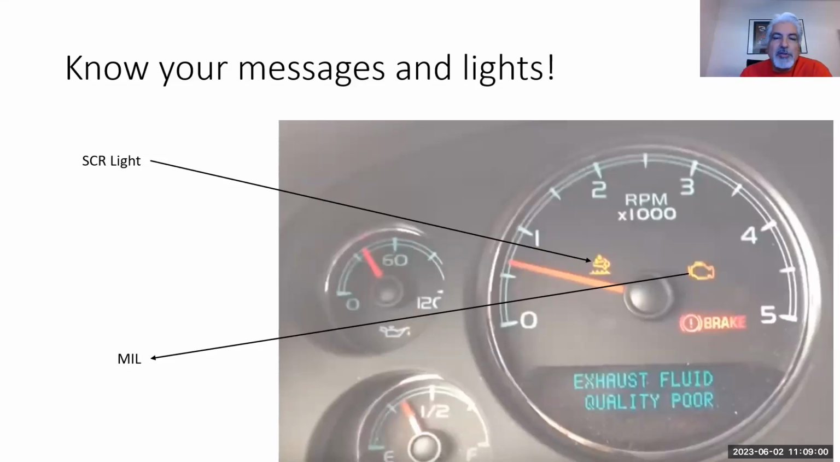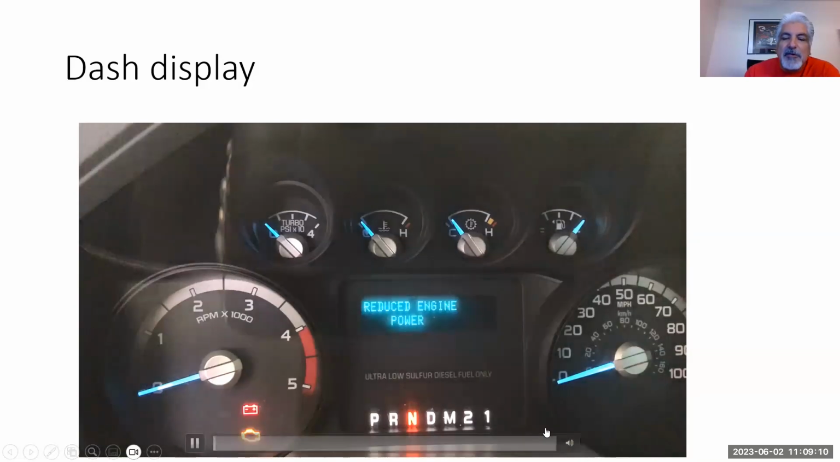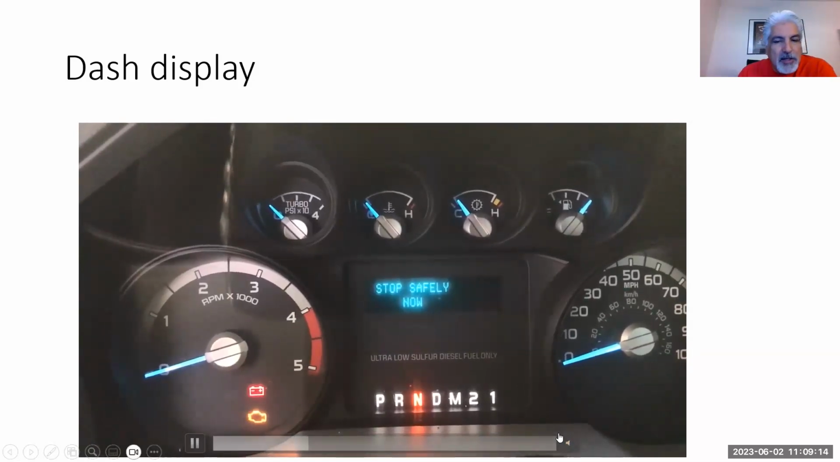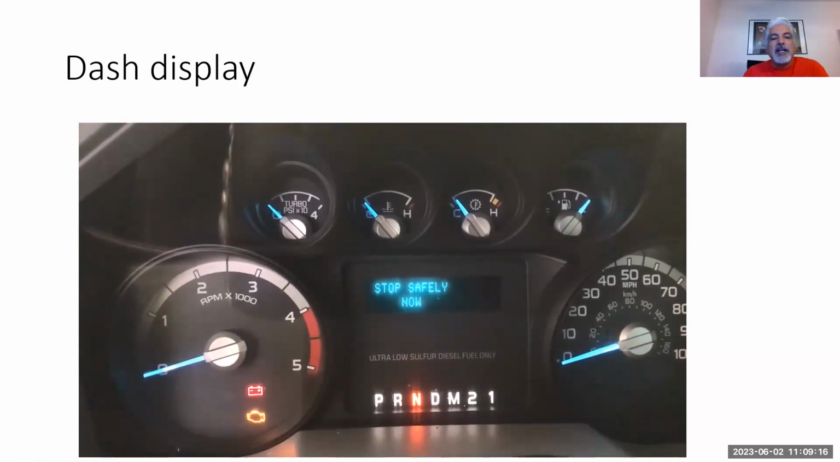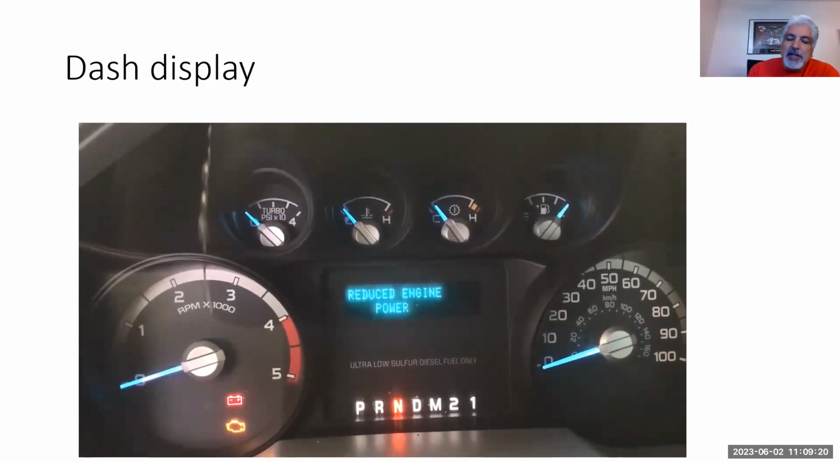And just to show you some of the ridiculousness that we get here, we get a truck that comes in, and this truck was pretty interesting because I never had seen this before. In this case, you're going to see that it says reduced engine power, stop safely now. It literally is saying stop safely now. So therefore the truck is really derated.